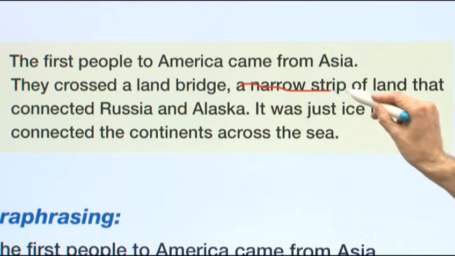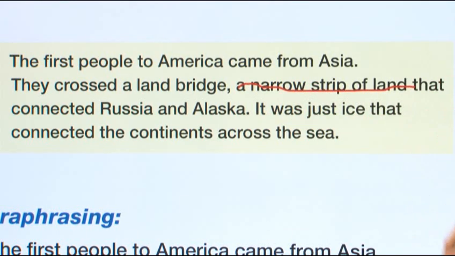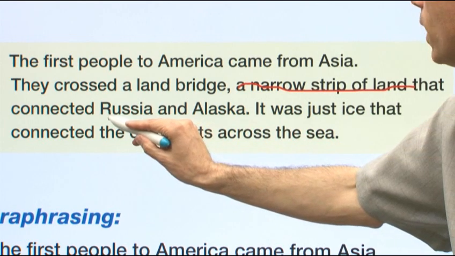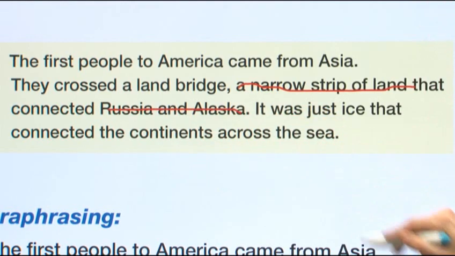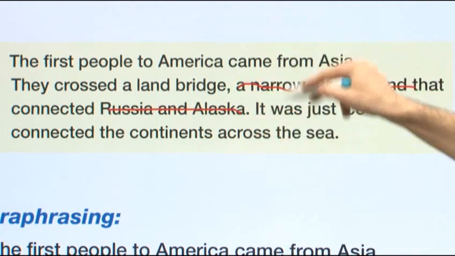Now, I think some things we don't need, all right? A narrow strip of land. We don't really need that, do we? Maybe yes, maybe no. It's your choice. You can choose. Connected Russia to Alaska. Some people say, yeah. Maybe it's useful, maybe not. I think maybe not. So, I don't like all of it.